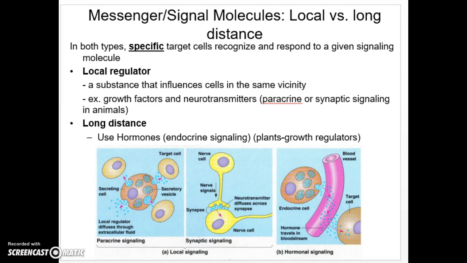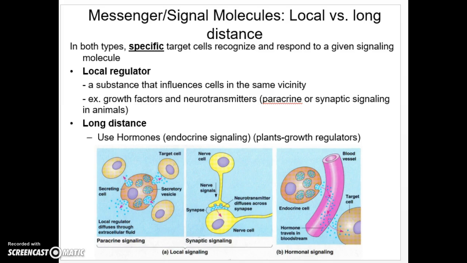Synaptic signaling is another type of local communication, and that is specifically referring to neurons. A nerve cell releases neurotransmitter molecules into the synapse space, which is that narrow space between the transmitting nerve cell and the receiving target cell. That space is almost allowing those 2 cells to touch, but there's still a gap there. And so there is a signal that travels over that gap, that synapse, and that signal molecule is a neurotransmitter.